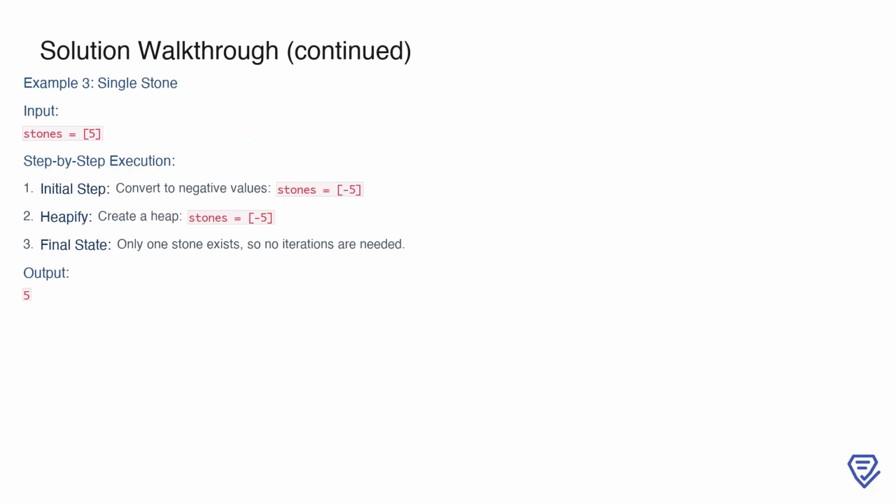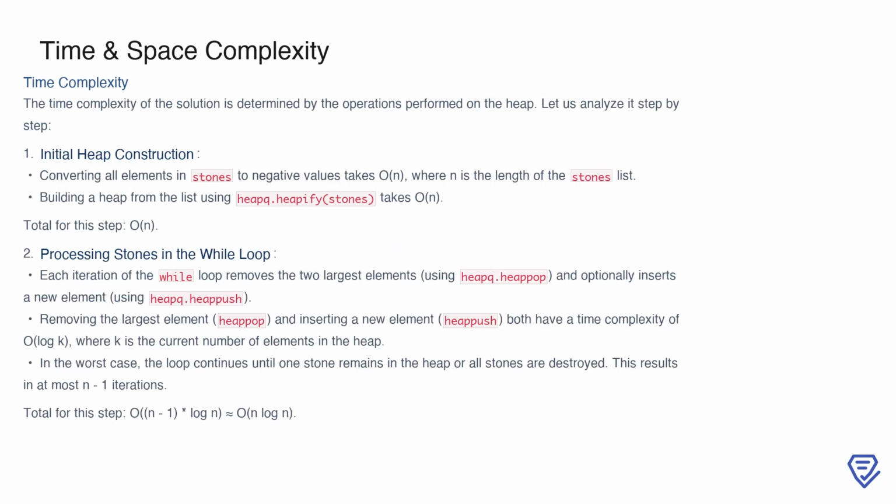In this scenario, we have only 1 stone to begin with, so no smashing is required. The input, 5, is first converted to negative values, resulting in -5. After applying the heapify operation, the heap remains -5. Since there's only 1 stone in the heap, no iterations are needed. The final state of the heap is -5, and the output is the absolute value of the remaining stone, which is 5.